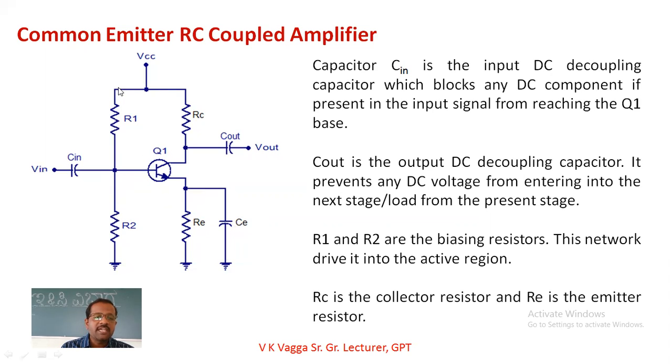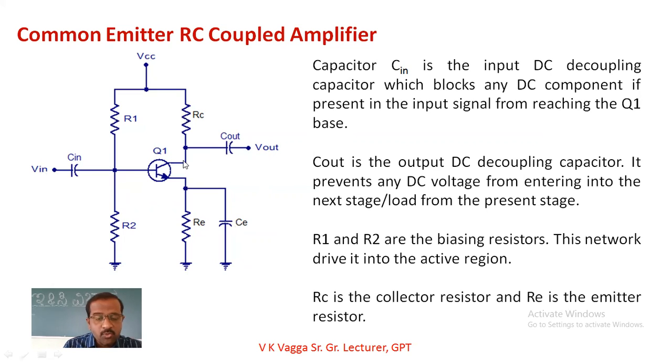The other end of R1 and RC is connected to the DC voltage VCC, and the other end of R2, RE and CE is connected to ground. CIN is the coupling capacitor used to connect the AC input voltage, and C out is used to connect the output to the load or the next stage. This is the arrangement of the common emitter RC coupled amplifier: one BJT, RC, RE, CE, R1, R2, CIN, CL, VCC, VIN and VOUT.